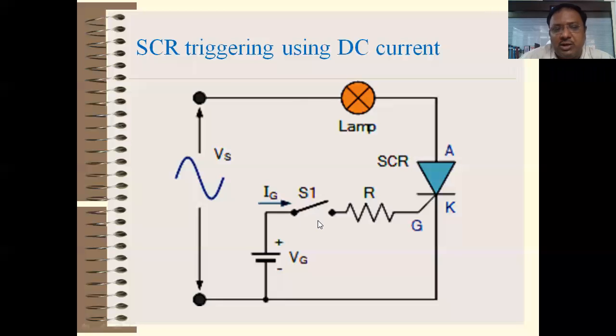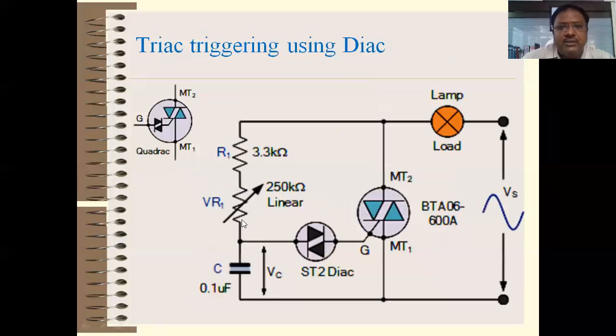So whenever you turn on your switch S1, only at that time is current applied to the gate of the SCR. The SCR turns on and the lamp turns on. And when the SCR turns on, the lamp glows. Okay, so this is a simple circuit in which direct DC current is used. Why am I explaining this circuit to you? Because the next part is triac triggering using diac.